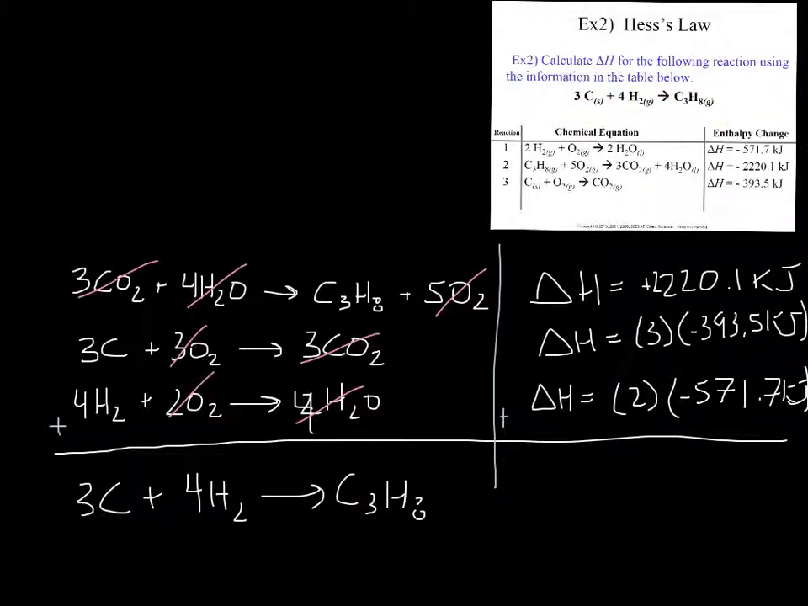So now we want to figure out what the change in enthalpy is for that. Same way that we added those together, we just add together our enthalpies. And what we wind up with is negative 103.8 kilojoules of energy. So that means this overall reaction would yield this much energy, and it is exothermic, so that would be energy that is released from this reaction.